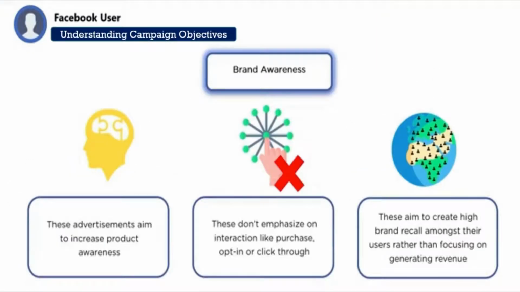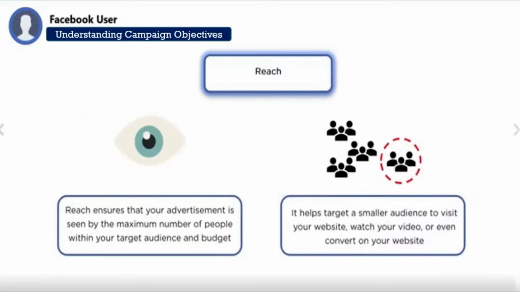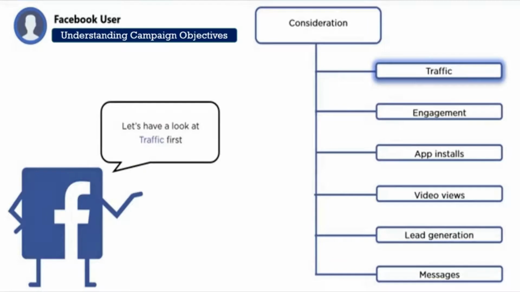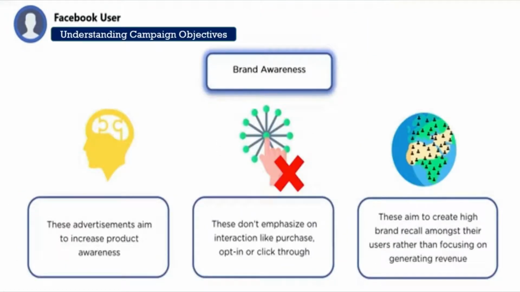Now let's go to brand awareness. Under awareness, we have two types. We have the brand awareness and we have the reach. Now, what do we mean by brand awareness? These advertisements aim to increase product awareness. Like we have said, it's to increase the product awareness. People get to know about your product. Number two, this doesn't emphasize interaction like purchase, opt-in or click-through.